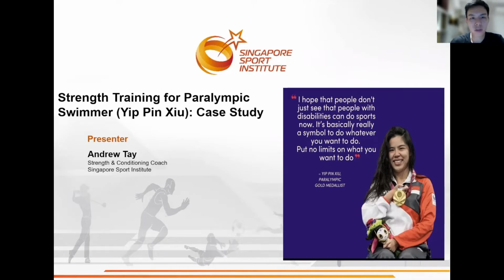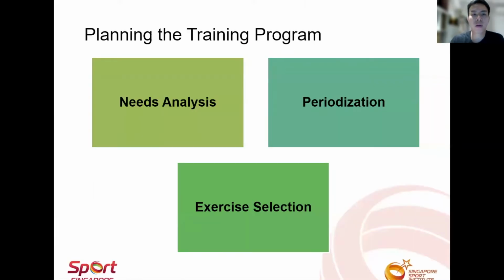Hi everyone, my name is Andrew Tay. Today I'll be presenting a case study on strength training for Paralympic swimmer Yip Pin Xiu. There'll be three areas that we look at for planning the training program: the need analysis, periodization, and exercise selection.